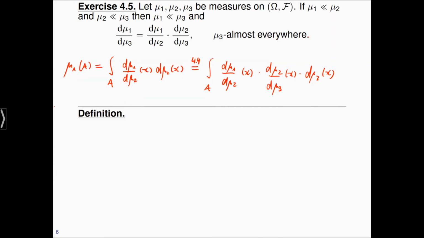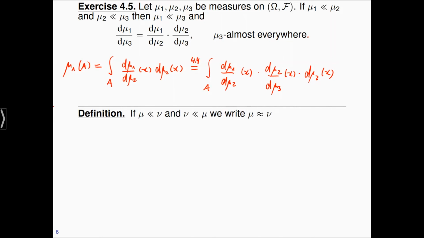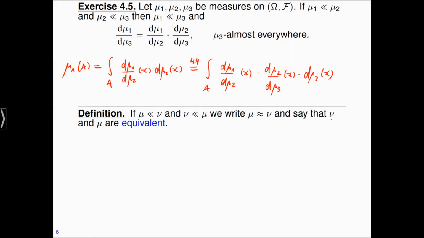The next step is to talk about what happens if we have both relations: nu is absolutely continuous with respect to mu, and mu is absolutely continuous with respect to nu. In this case, we want to write that mu is equivalent to nu. So this is this notation. We say nu and mu are equivalent.